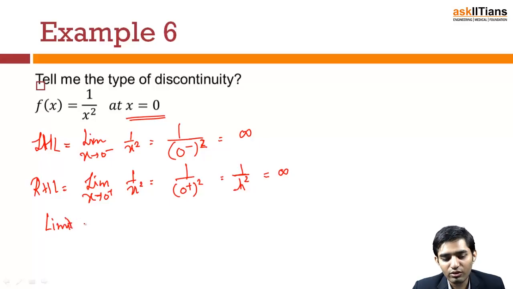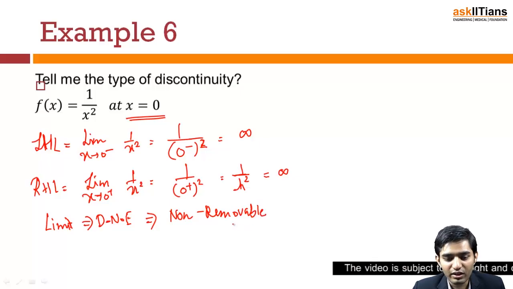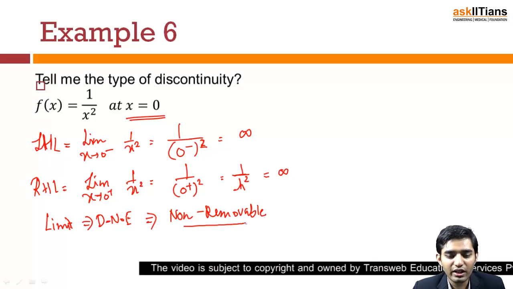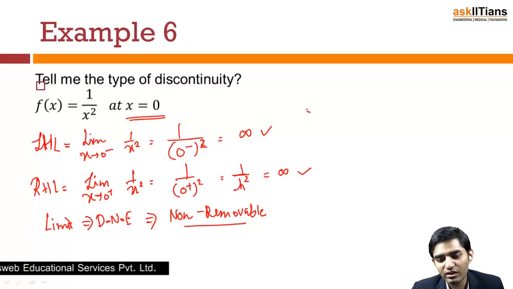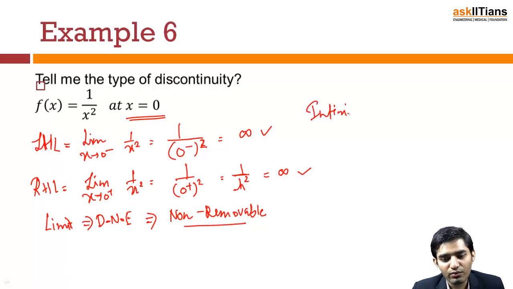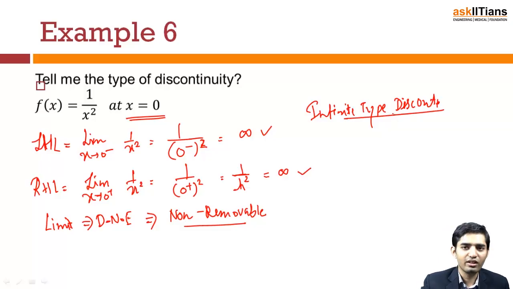In this case also the limit of the function does not exist. So what will be the type of discontinuity? The type of discontinuity will be non-removable. In non-removable type of discontinuity, you can see that LHL is infinite and RHL is also infinite. So the type of discontinuity will be infinite type discontinuity, and in this type of discontinuity we cannot define a term called jump of discontinuity, which is exclusively for finite type only. Here we cannot define any such quantity.